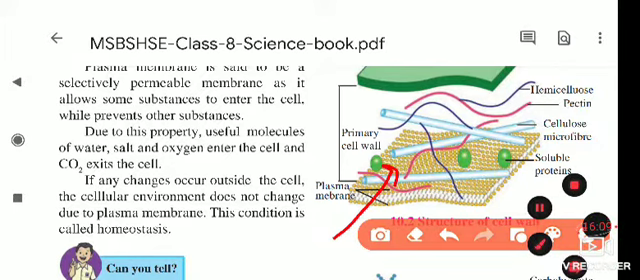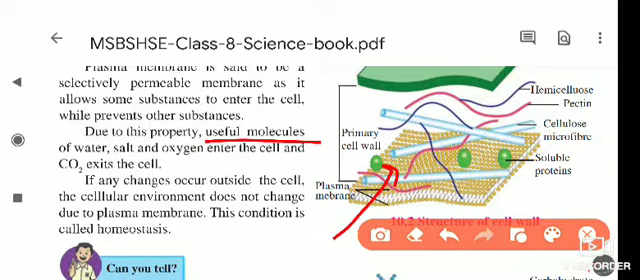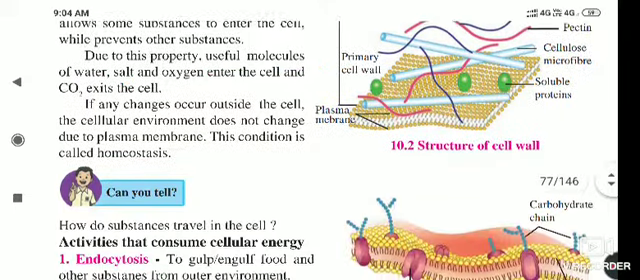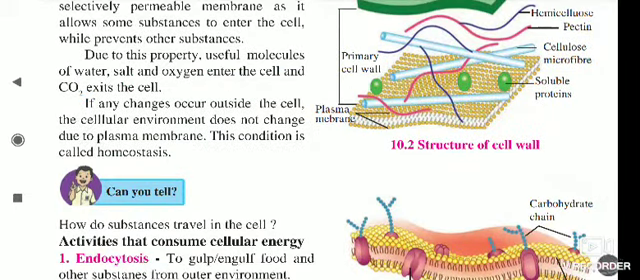And due to this property, what they told you, useful molecules. Which are the useful molecules for the plant? That is the water, salt, meaning minerals, and oxygen, which enters the cell. And CO2 exits the cell, meaning it is coming out from the cell.